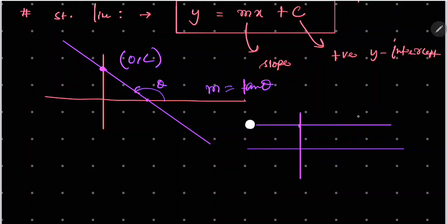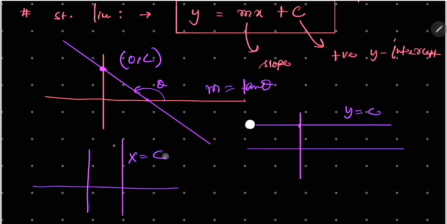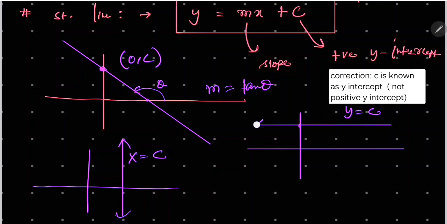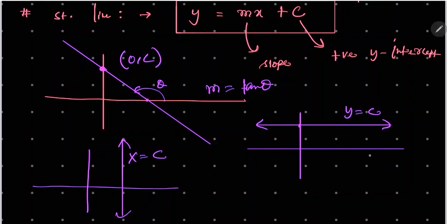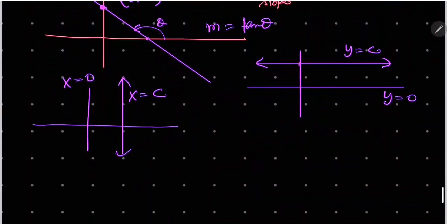Okay, so there are two special straight lines. One is like this, parallel to x-axis. The equation of this particular line will be y equals to constant, and another one is parallel to y-axis. The equation for this line will be x equals to constant. Remember, that is why we say the equation of x-axis is y equals to 0, and the equation of y-axis is x equals to 0.